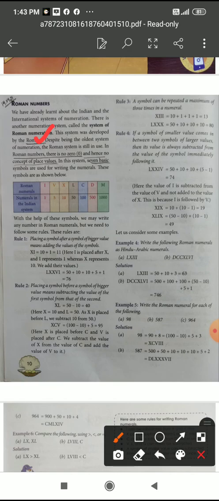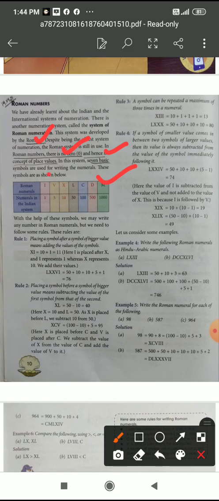In Roman numbers, there is no zero. Okay, children, you remember, in Roman numeration, there is no zero, and hence no concept of place values. Here no place values are there. In this system, 7 basic symbols are used for writing the numerals. These symbols are as shown below. Okay. How many basic symbols are there? 7.